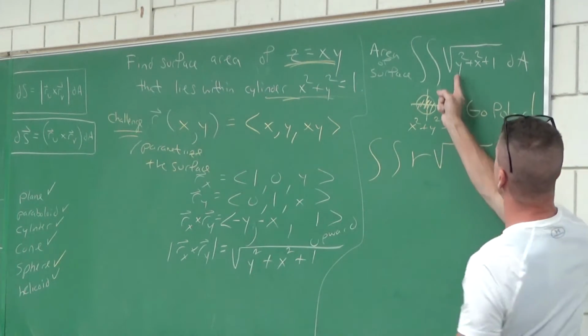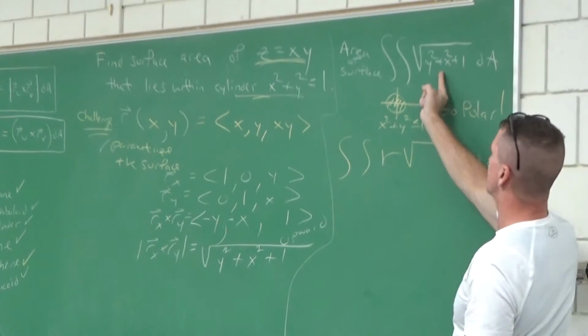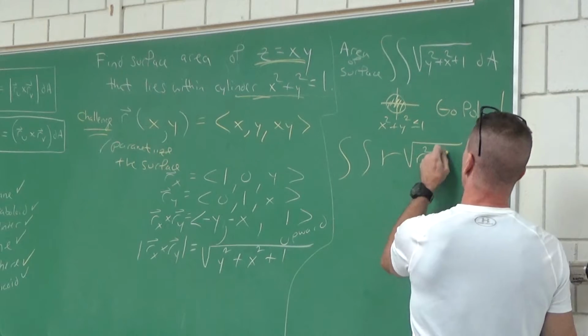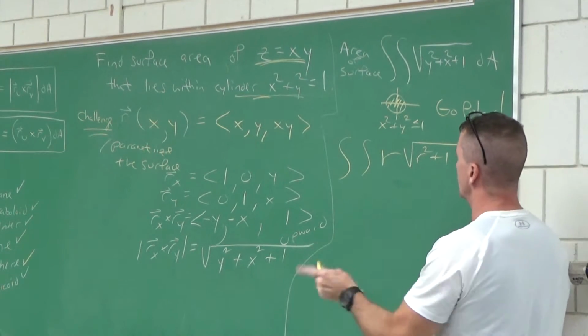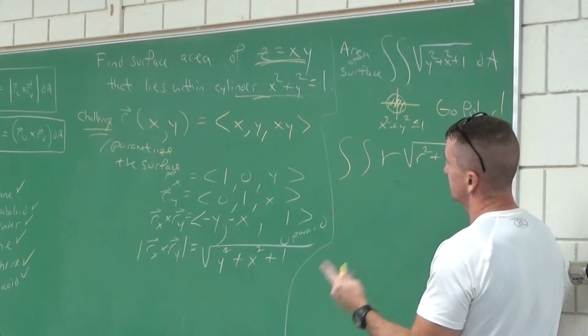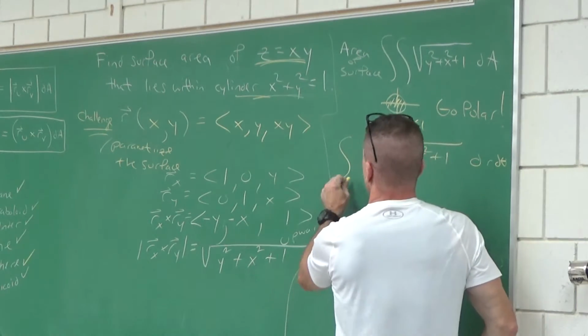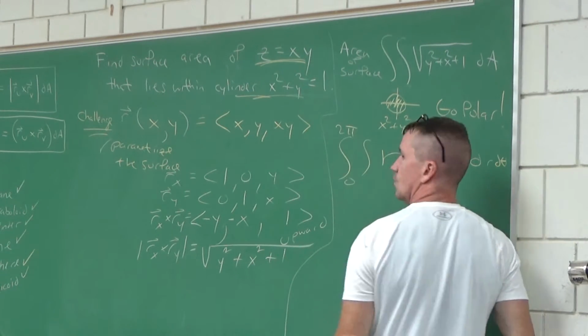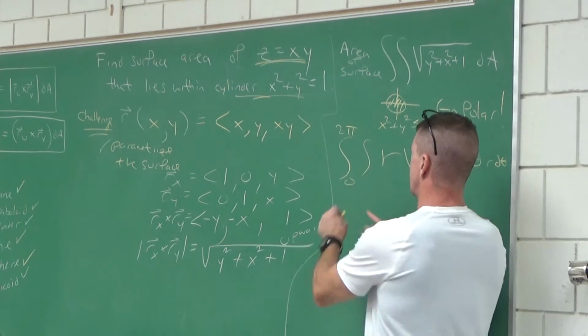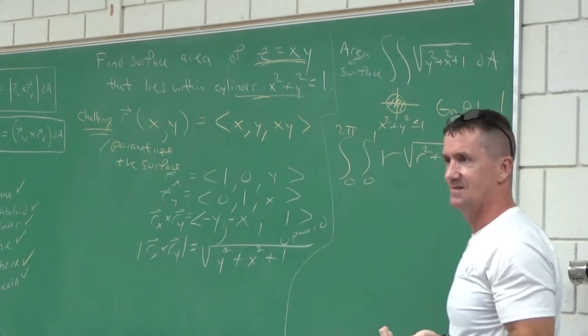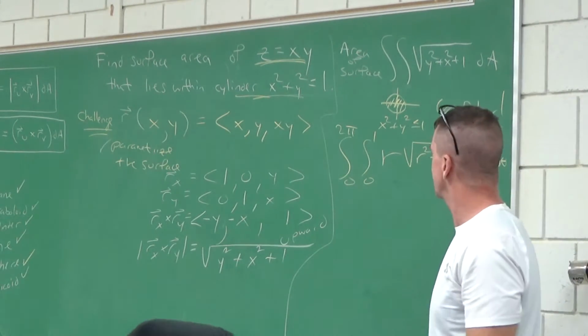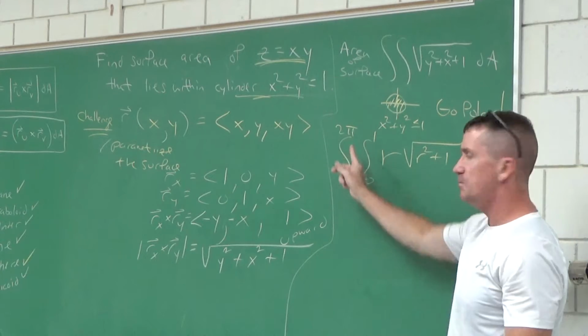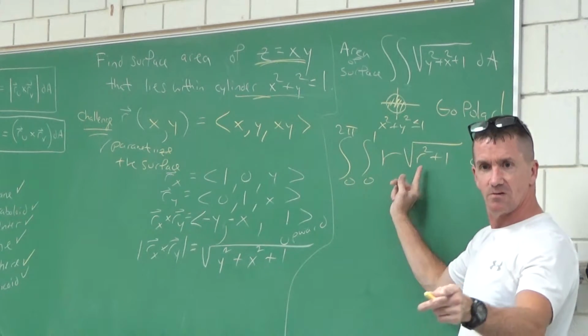Keep that square root. What can you make this? Way to go, r squared plus 1. What's theta? They said the full cylinder lies with 0 to what? What's the radius? 1, so 0 to 1. That's way better than going Cartesian. 0 to 2 pi, 0 to 1, square root of r squared plus 1.